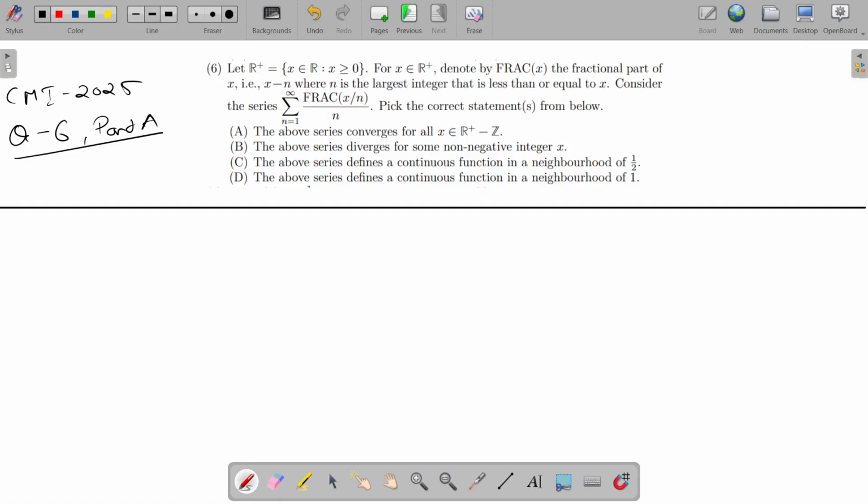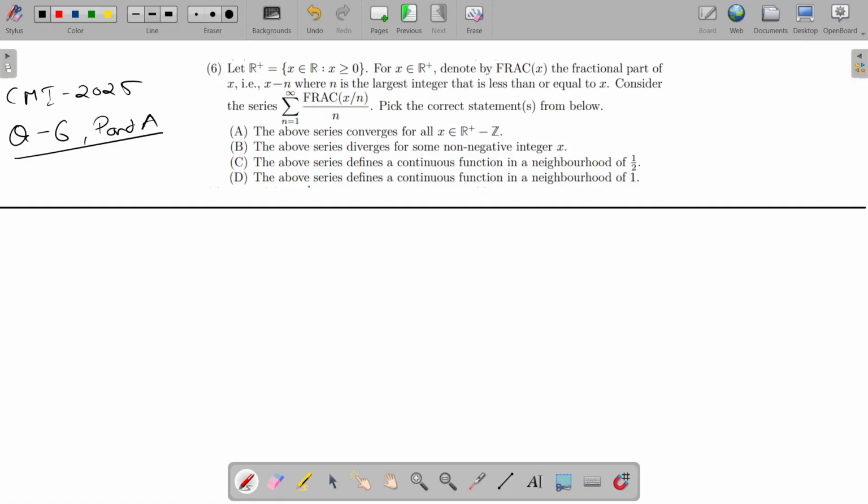The above series converges for all x belonging to R plus minus Z. The above series diverges for some non-negative integer x. Basically the convergence of this summation, and the above series defines a continuous function in the neighborhood of half, and the above series defines a continuous function in the neighborhood of 1.